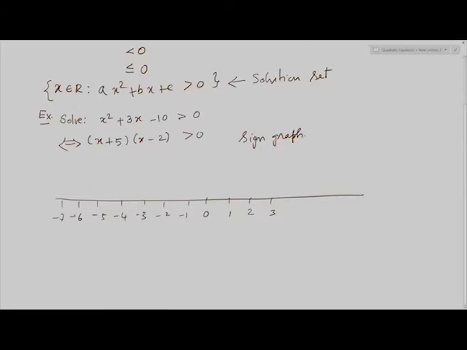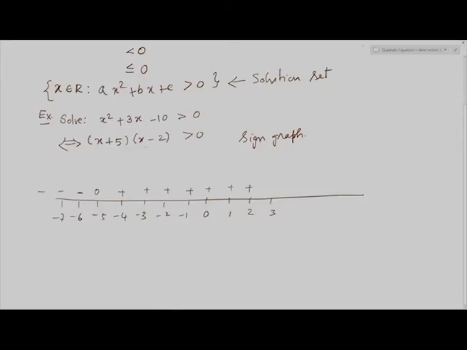Now take the first factor, x plus 5. Obviously x plus 5 equal to 0 means x is equal to minus 5. At x equal to minus 5, you put 0 here, and on the right side of that you put all the plus signs, for all the numbers in between. I have written only the integers. Put the plus sign over that, because this factor is positive here, and on the left side of the 0 you put the negative sign, negative, negative and so on. This is what we have done for x plus 5.